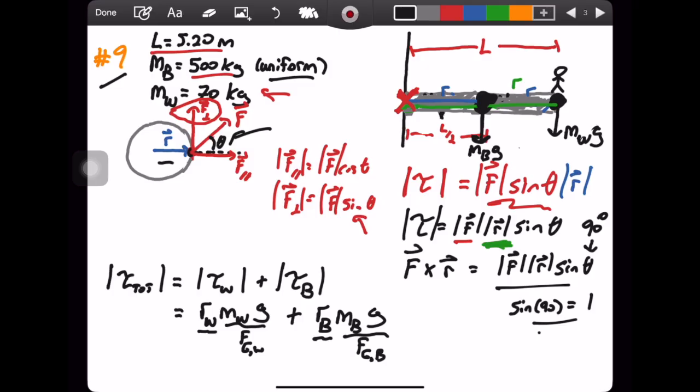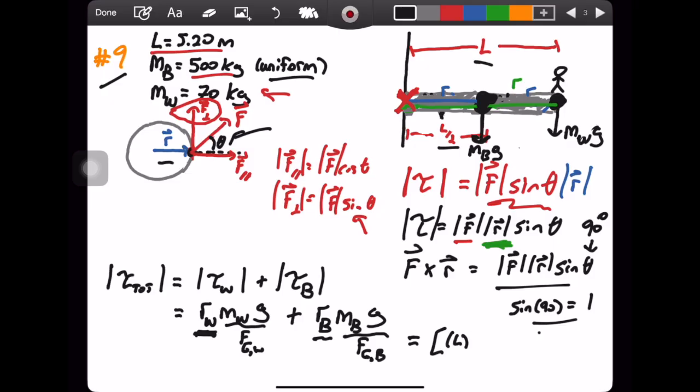So now I can simplify by saying that the radius out to the worker is just L, and the radius to the center of the beam is L over 2. Both terms have a G, so I can factor out a G, and I can say for the worker, the radius out to the worker, the distance from the bolt to the worker, that's just L.